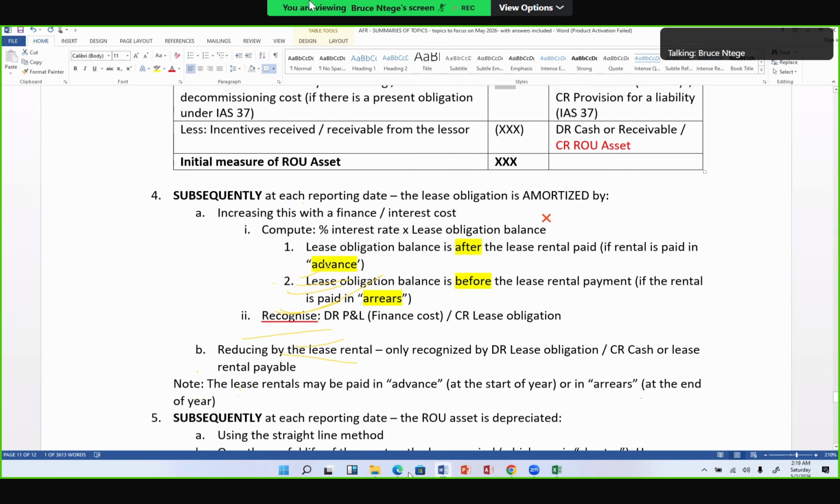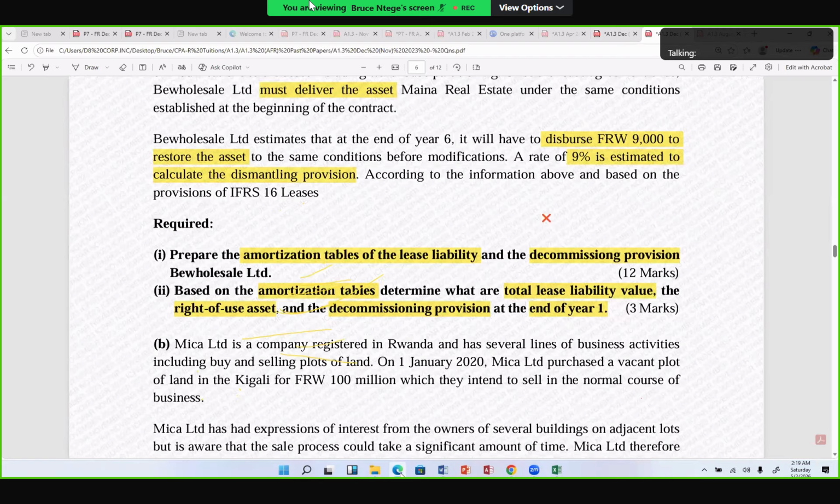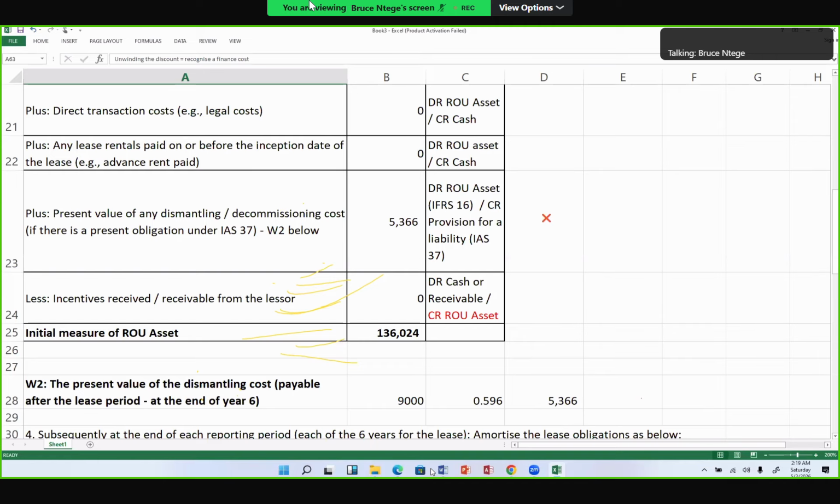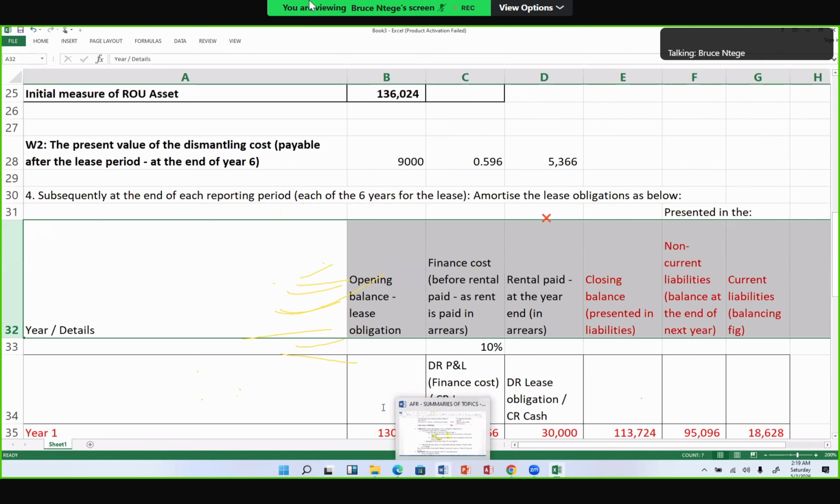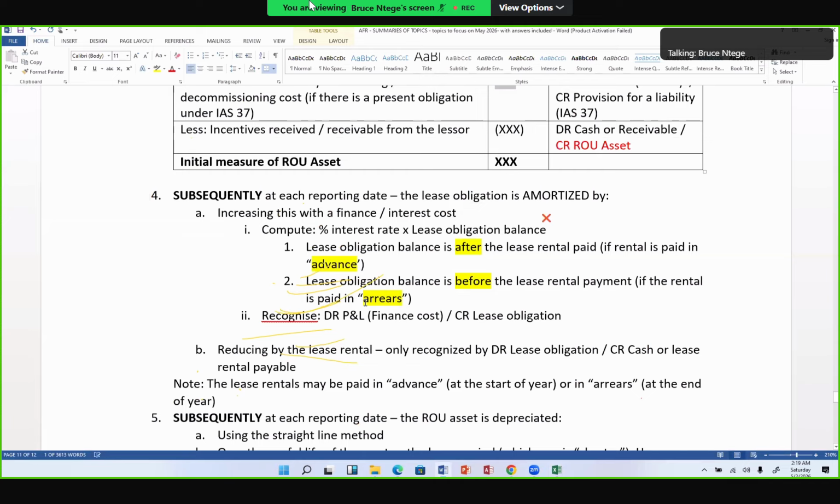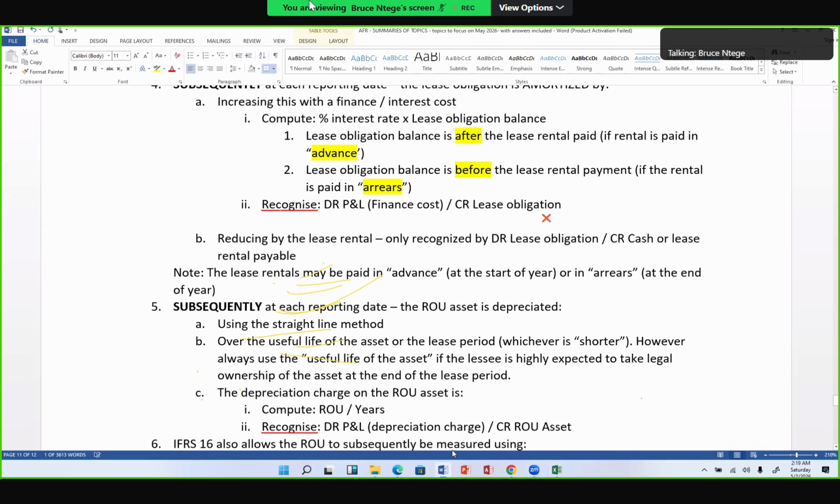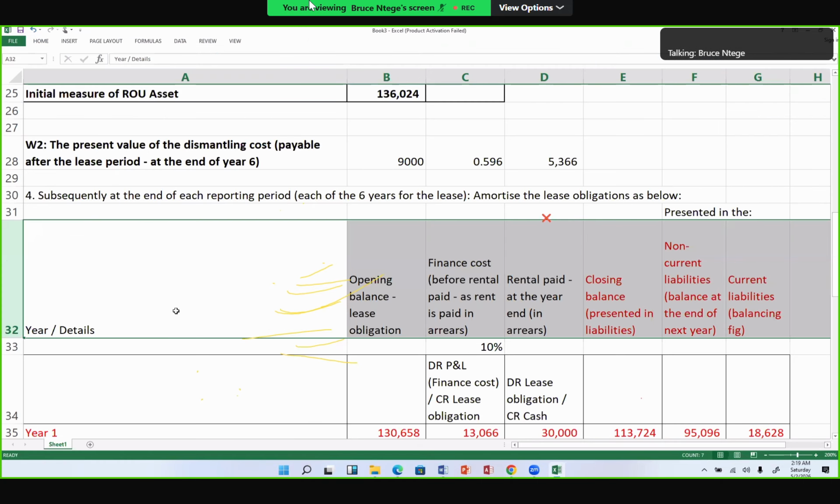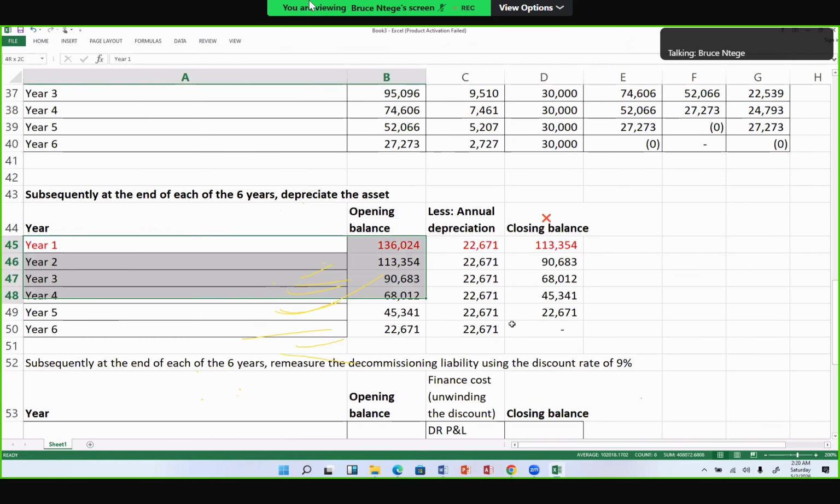Okay, so the amortization table, we picked it. Okay, so here it is. Amortization table was there. Then, so that was number 4. Then number 5, we also subsequently did our depreciation of the asset table, and we had a separate table for that. Okay, here it is. So we are done with that.